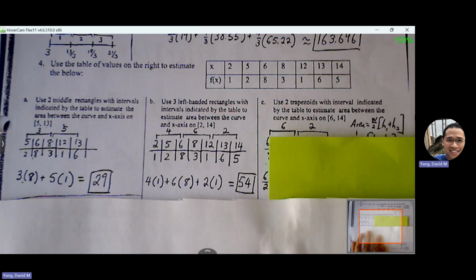For part C, for trapezoids, again, you have 2 options. Either memorize the area formula for a trapezoid, 1/2 width times height 1 plus height 2, or find the left rectangle sum, find the right rectangle sum, and then average between those 2 values.